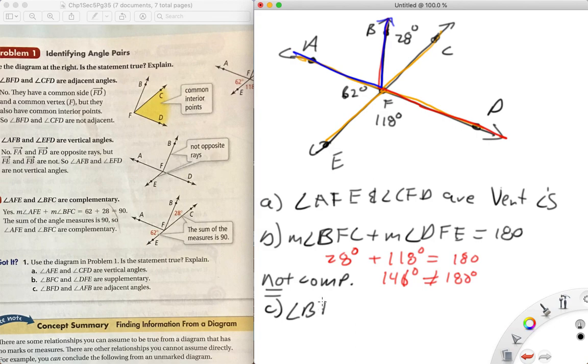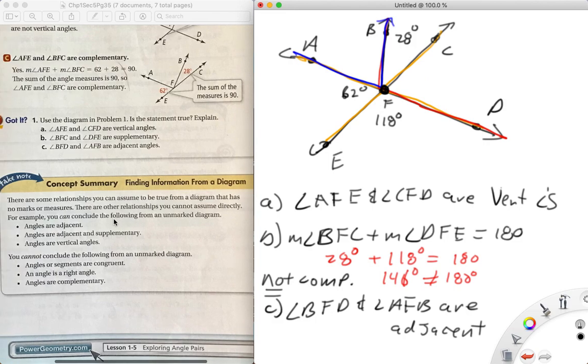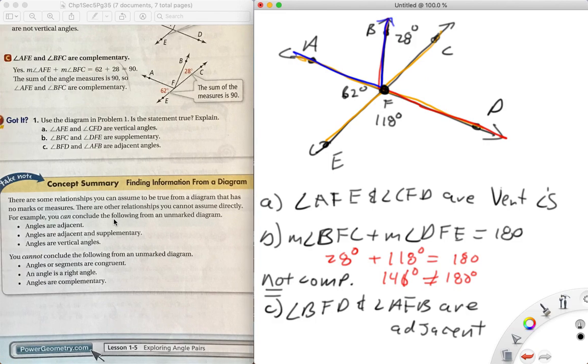Angle BFD and angle AFB are adjacent. Why are they adjacent? They share a common side, BF. They share this common vertex at F, and then they don't have any common interior points. They are adjacent angles. Okay.